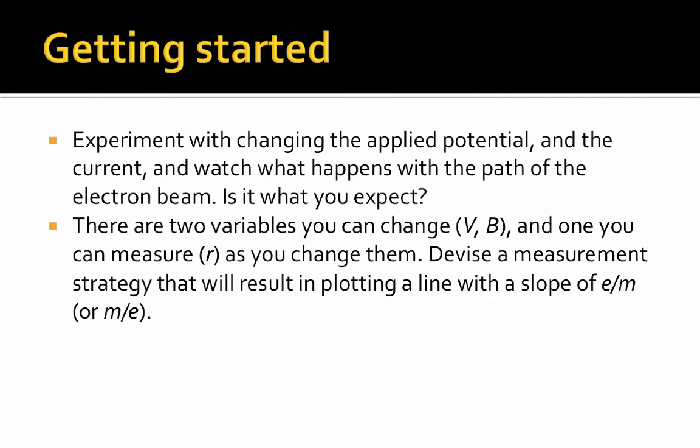All right, so when you get started with the lab, experiment with changing the applied potential and the current, so V and I, and watch what happens to the path of the electron beam. Is it doing what you expect? Is it not? Make some notes about that. And now think with your group about how you can make a measurement strategy that will result in plotting a line which has a slope of E over M or M over E. There will be different ways you can do this, but we know that there are two variables you can change, V and B, and one that you can measure, R, as you change V and B.